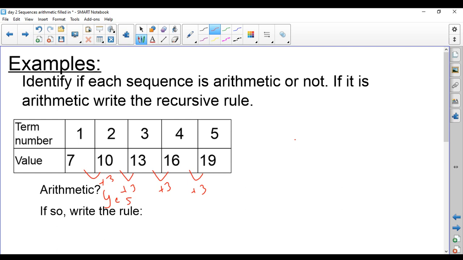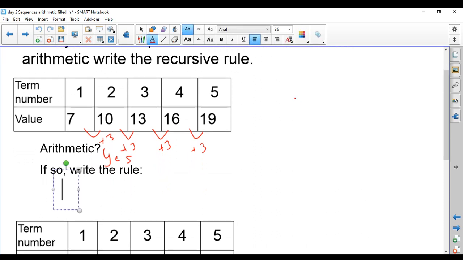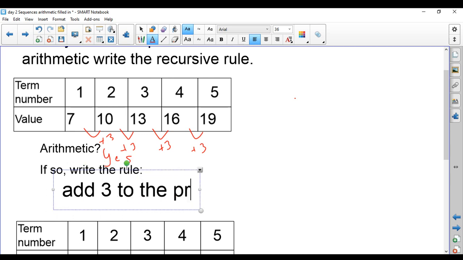And then we're going to write a recursive rule. We've basically done the work for that already. We said we were adding 3 each time. So the recursive rule is add 3 to the previous term.